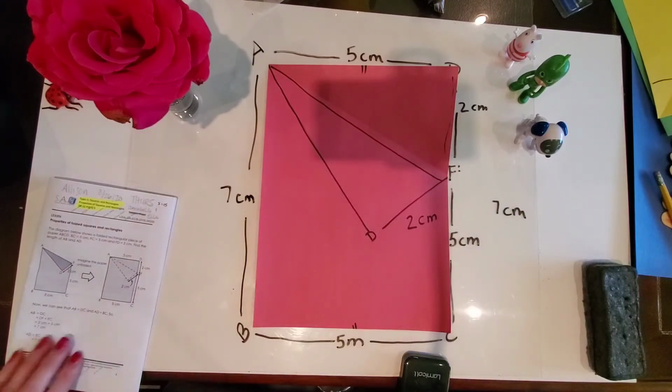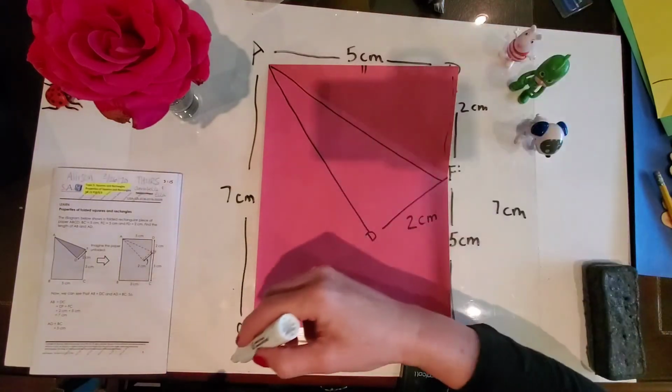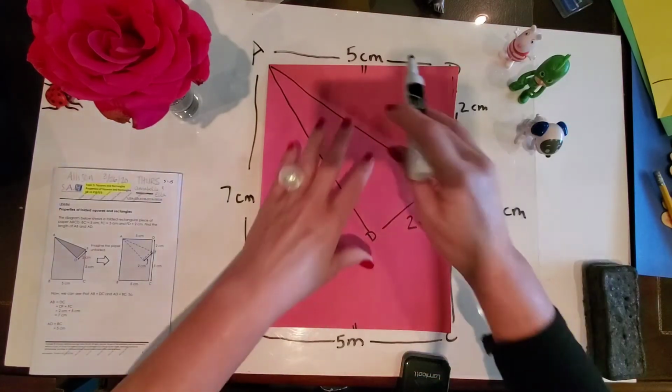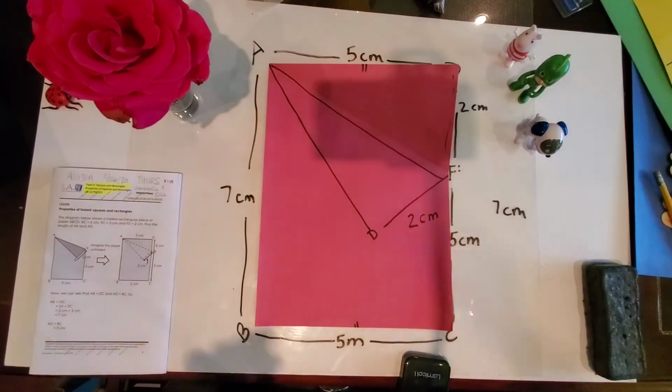That's the first answer. And then we also know AD equals BC, which we've already gone over. So those are 5 centimeters. So those are the answers to your questions on page 1.